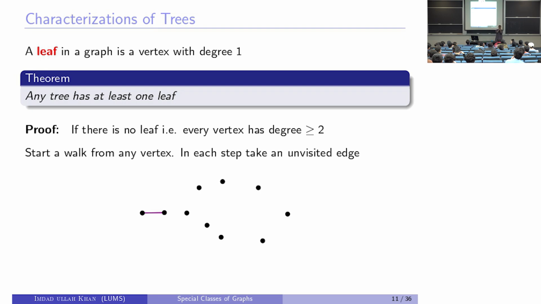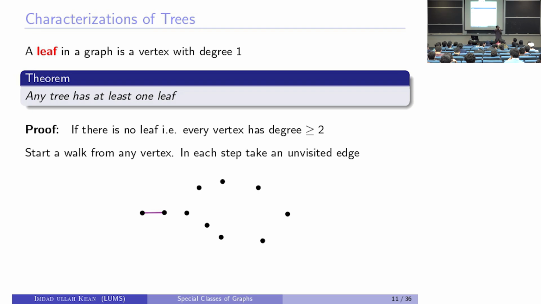Begin at some vertex. Does this vertex have any edges incident to it? Take any vertex. Will it have any edge incident on it? Yes. Why? Because we said there is no leaf. Every vertex has degree at least 2. So this vertex has at least 2 edges incident on it, right? Is this clear?